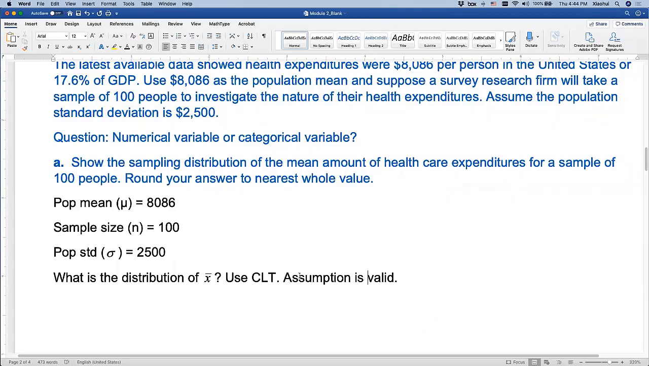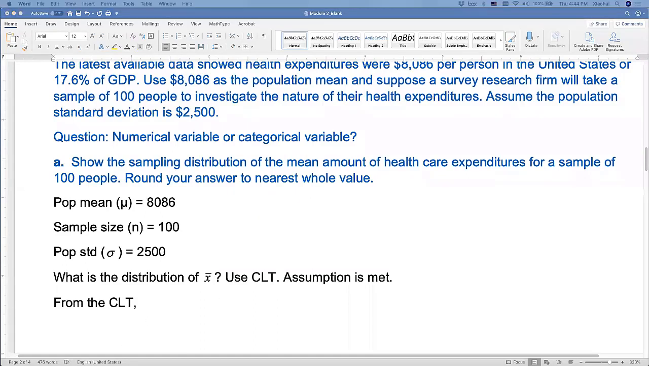Assumption. I would say the assumption is met. It meets the assumption of the central limit theorem. And now we're going to use the central limit theorem. So I'm going to write down what we know from the CLT. Hopefully you remember as well.